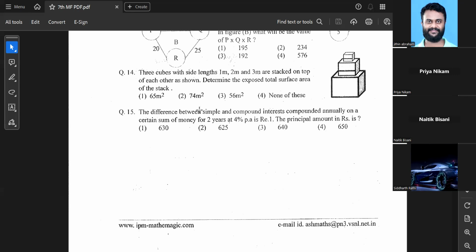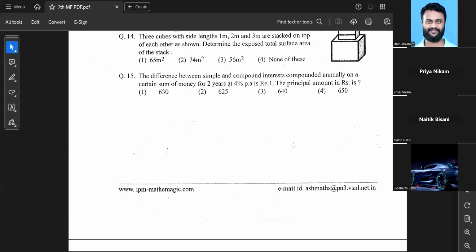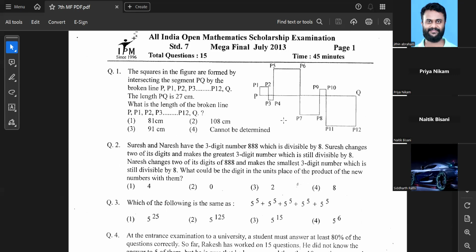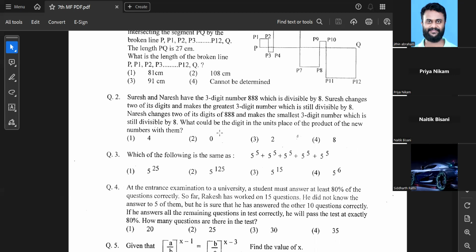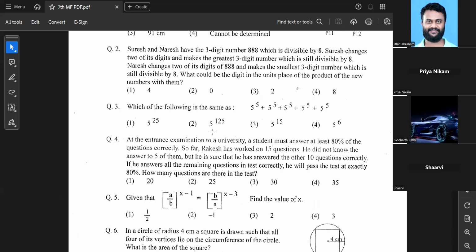Next, I think this was also done in the class. This was also done. This was also done. First question. We are in the 2013 paper now. So I remember the first question I have already done. Second, third, fourth, fifth. Sir, I got a doubt in question number 6 in this 13 paper. Second is also done in class.